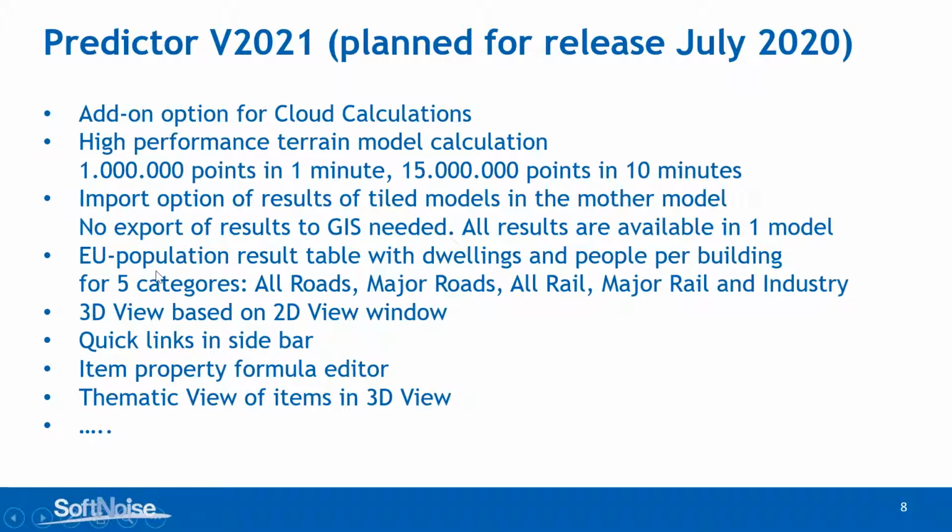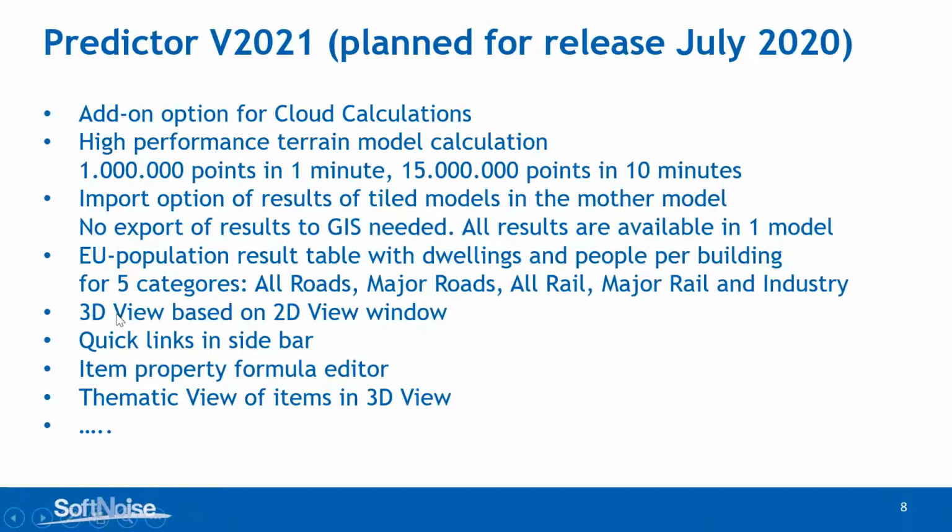We'll have a new EU population result table, which gives you an overview of all dwellings and people per building, and also, of course, for all buildings together, for 5 categories: all roads, the major roads, all rails, the major rail, and industry. These are the 5 categories that you need to supply according to the Environmental Noise Directive as an end result of your EU noise map.